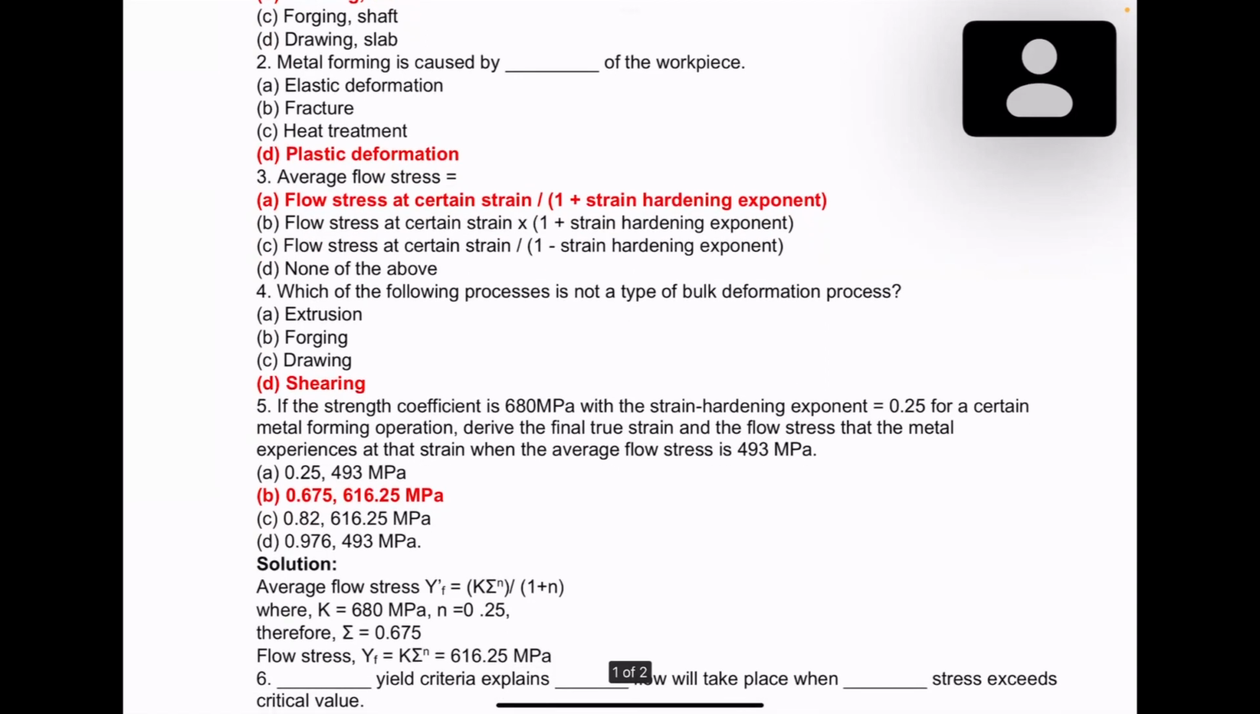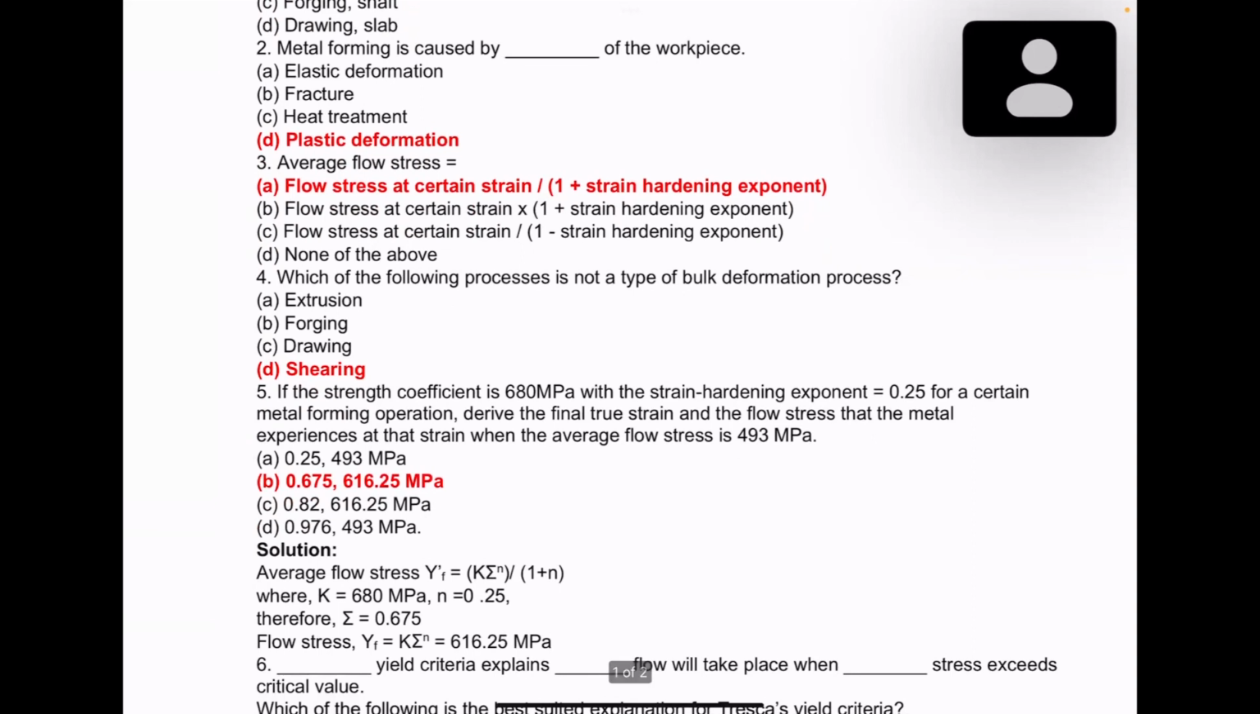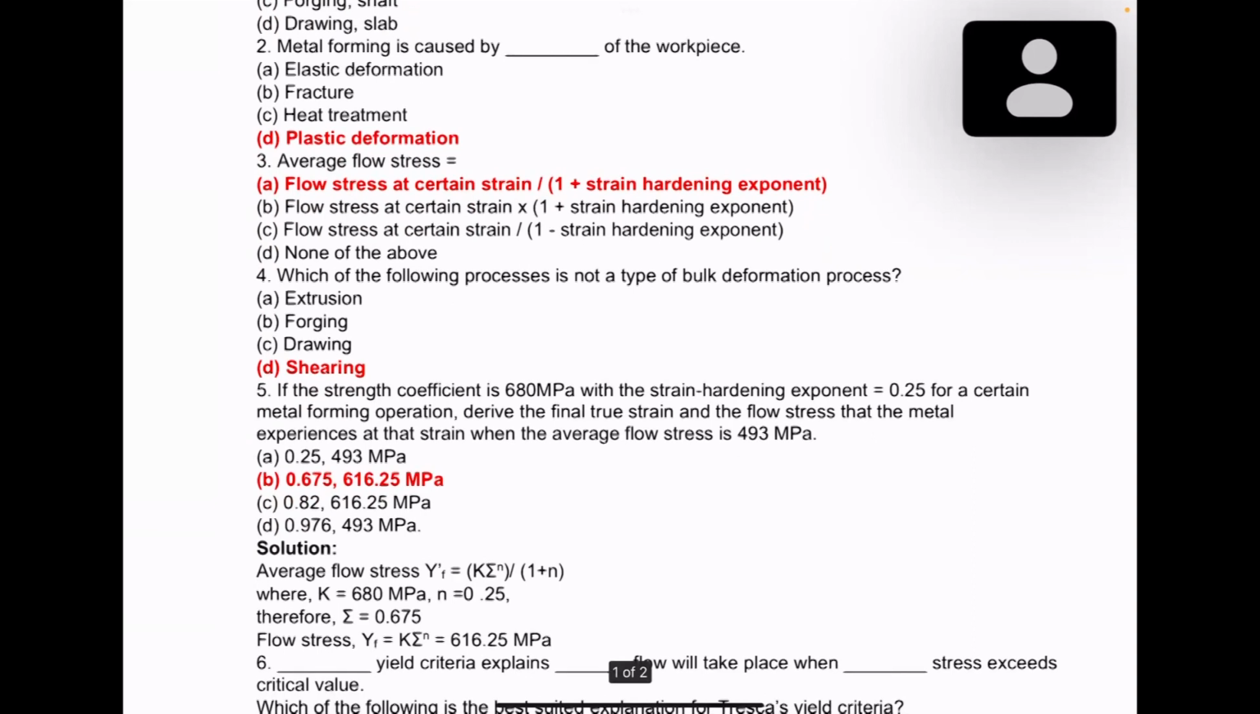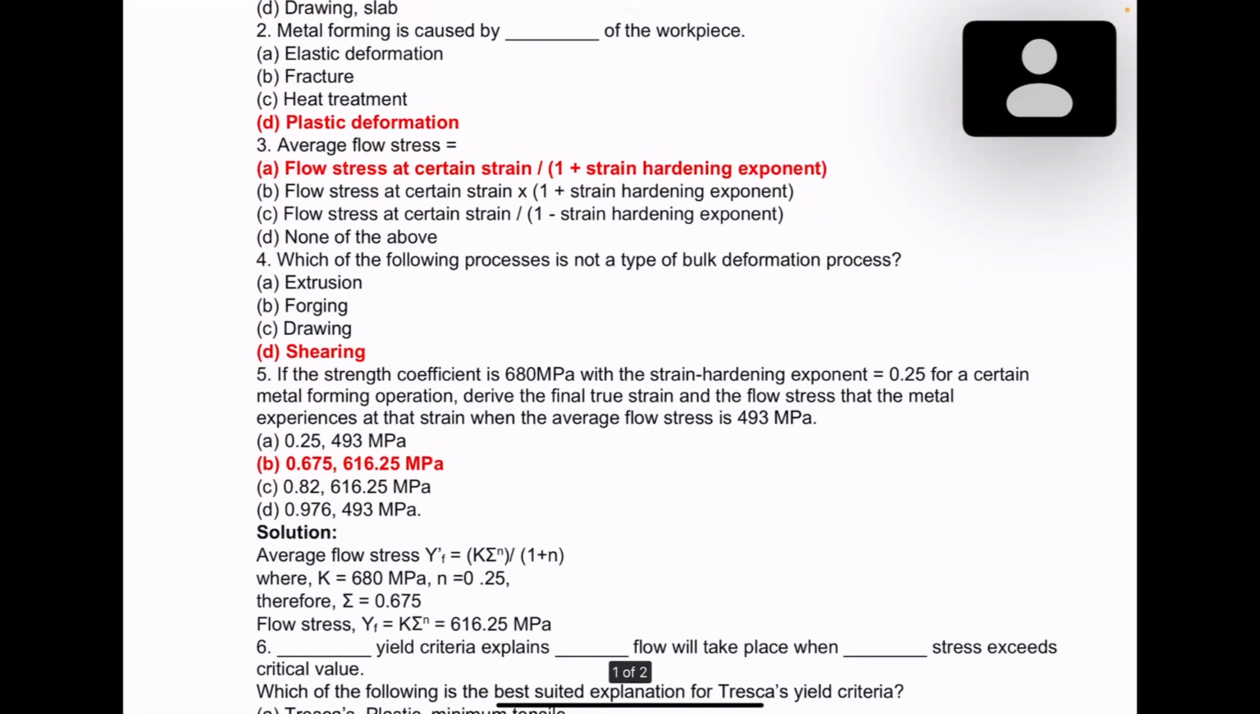And then the fourth question says which of the following processes is not a type of bulk deformation process. So bulk deformation takes place in metal forming processes such as drawing, then forging, okay, then any type of extrusion, and then shearing is actually a cutting process, okay, of sheets, sheet shearing. So shearing is not a bulk deformation process.